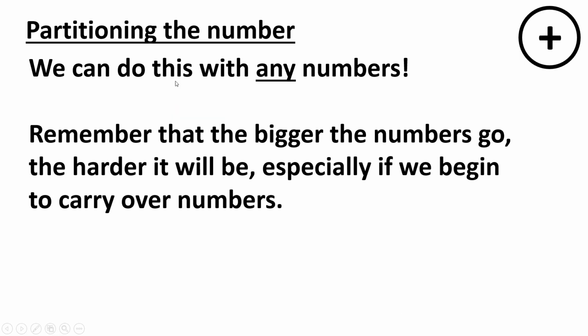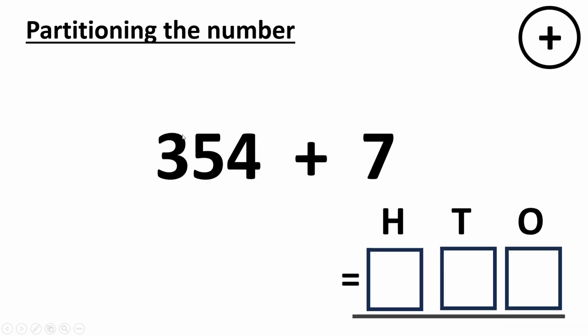Now, when partitioning the number, we can actually do this with any number. However, I've said that we do it with smaller numbers because the bigger we go, the harder it will be, because we'll have to remember all the numbers before. And it'll become even harder when we start to carry over numbers. When I say carry over numbers, this is what I mean. Let's say we have 354 plus 7. This is starting to get quite big.